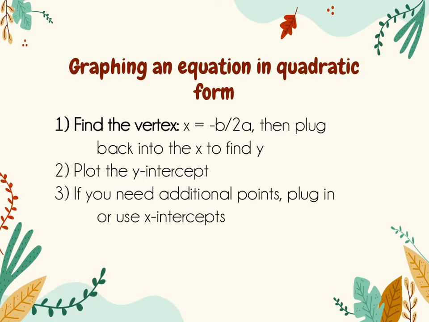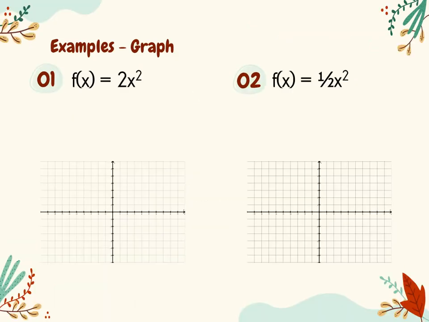Then we practiced finding the vertex using the formula x equals negative b over 2 times a. Once we find the x value, then we plug it back in to get the y. Then you can come up with different ordered pairs to make your U-shape. You could use your x-intercepts, or you could plot the y-intercept and then use the axis of symmetry to find a third point.